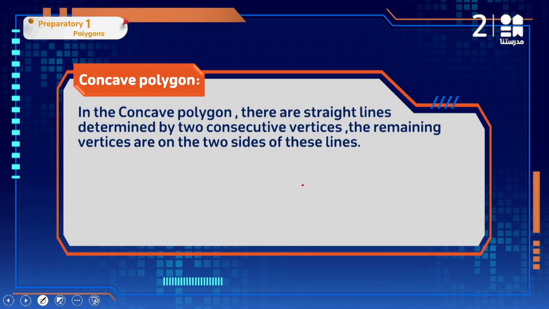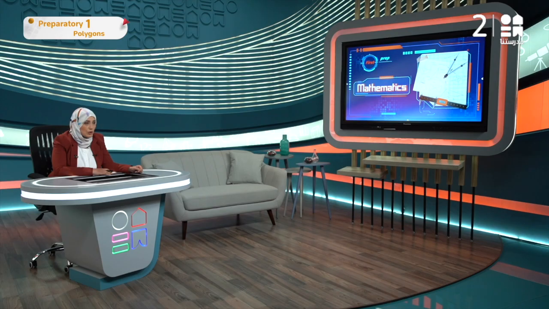Then the concave polygon. In a concave polygon, there are straight lines determined by 2 consecutive vertices where the remaining vertices are on the 2 sides of this line. And the concave polygon has at least one interior angle greater than 180. So one of the interior angles is greater than 180.